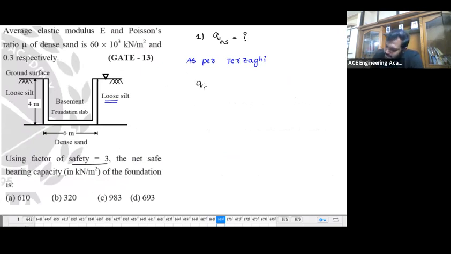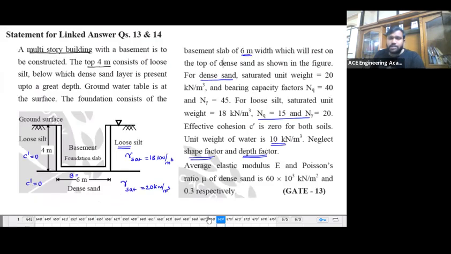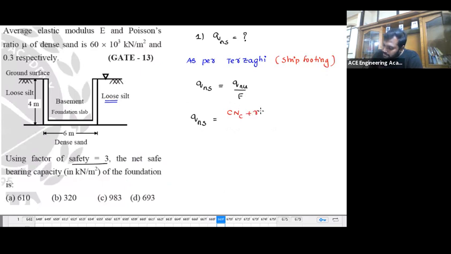You know that the net safe bearing capacity is nothing but net ultimate by factor of safety. Now please tell me, the net safe bearing capacity is equal to what? Net ultimate, as per Terzaghi. So CNC, strip footing. Why are you taking strip footing, sir? Because they did not mention anything regarding the length or sizes. So CNC plus gamma D into (NQ minus 1) plus 0.5 gamma B N gamma, by factor of safety.